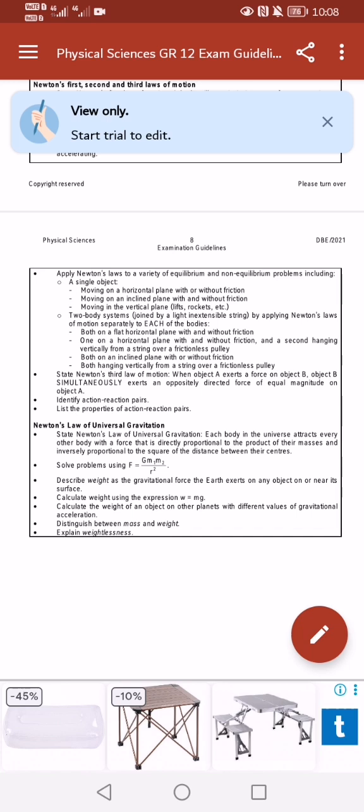Luckily here is the formula. You will solve the problems using the formula. Force is equal to the gravitational constant multiplied by the product of their masses divided by the square of their distance, meaning r squared. That is it. I was just making an example.